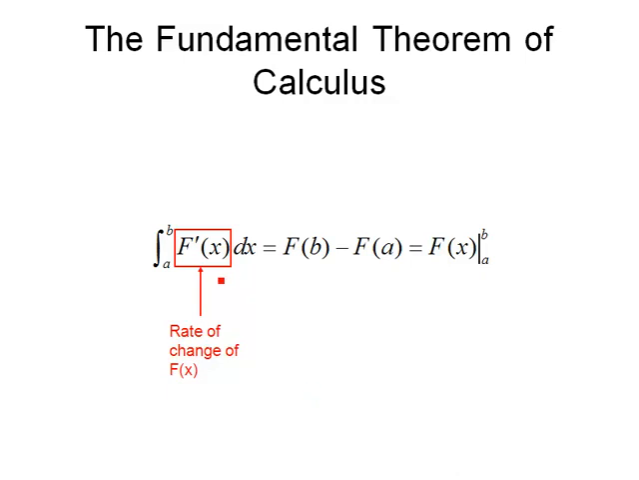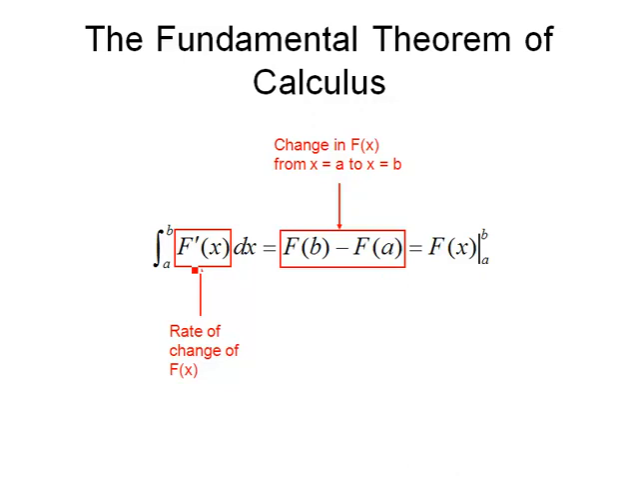Here I'm trying to make this a little bit more concrete. So we have capital F prime, which is our rate of change of capital F of x. When we use the fundamental theorem of calculus, what we get out of that is the change in capital F. So we go from capital F prime to capital F. But the key thing to notice is when we do that, it's a change in capital F from x equals a to x equals b. So we get capital F of b minus capital F of a.